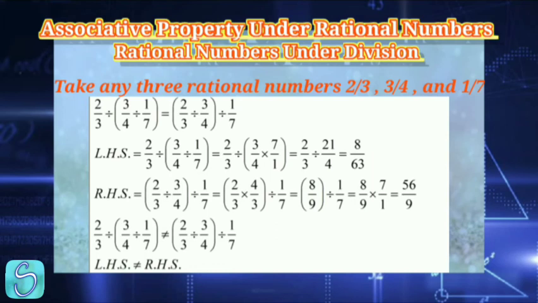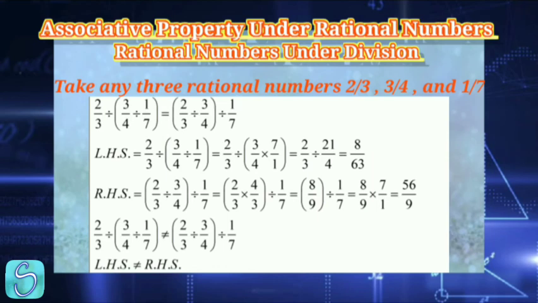Find the LHS. (2/3 ÷ 3/4) ÷ 1/7 is equal to (2/3 × 4/3) ÷ 1/7, which is 8/9 ÷ 1/7, which is 8/9 × 7/1, which is 56/9. Find the RHS.